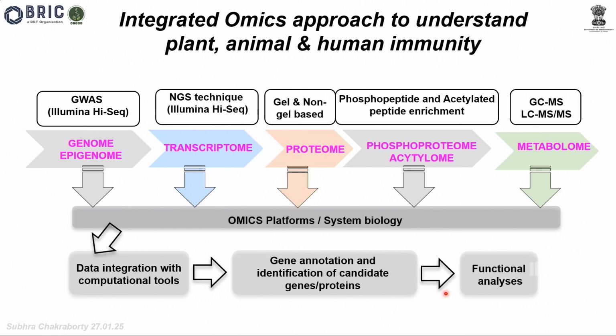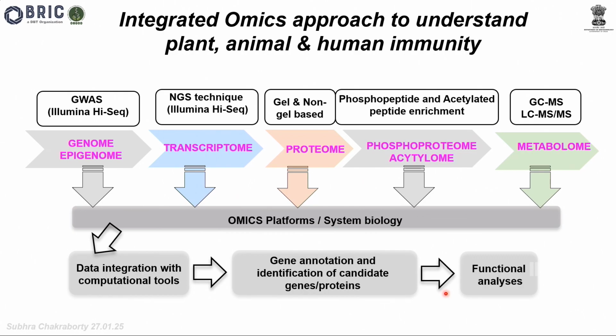So, next what we did, as I said, we used an integrated omics approach, which is where we build our network, and we have been working on genome variation and epigenome variation by high throughput sequencing.